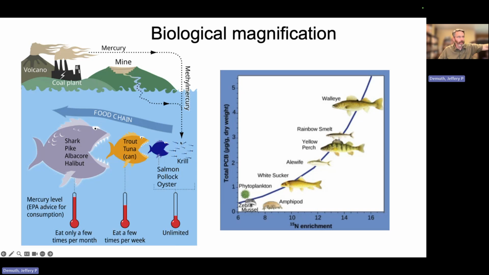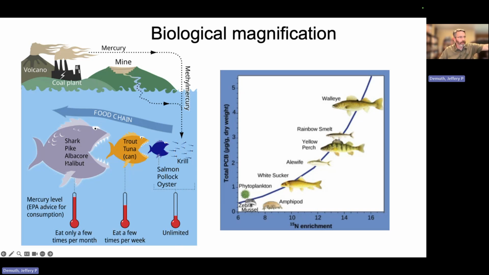Basically, not limited on these. Not that we ever eat krill. I don't think krill is a thing for people, but salmon, pollock, oyster, you can eat those, and they have a low enough level of heavy metals that you're probably safe. Now, if you're eating trout or tuna, which are maybe tertiary level consumers, the advice is limit that to a few times a week.